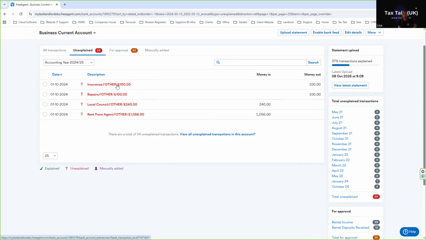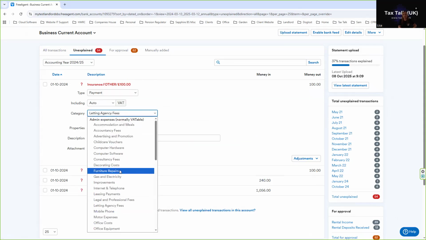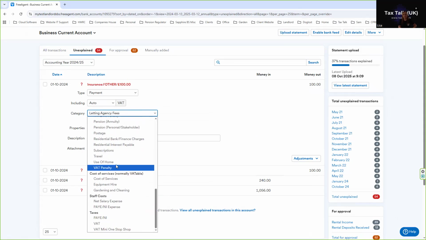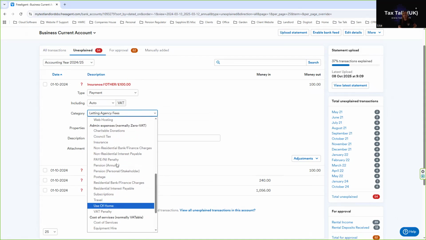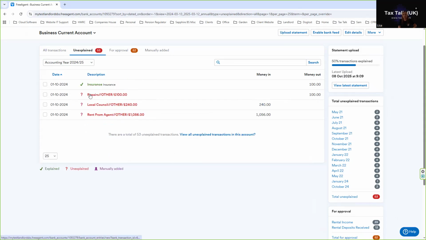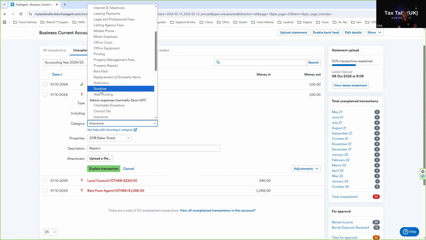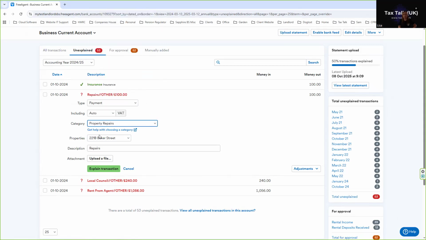So here we go then. We've got some money out for insurance. So again, if we click on it, we can see that the category is, they're all designed for what you would expect from a property income account. So we're going to say that that's insurance, and again we'll say which property it's for, and we're going to explain that transaction. Now, this is repairs, and so we would choose that.